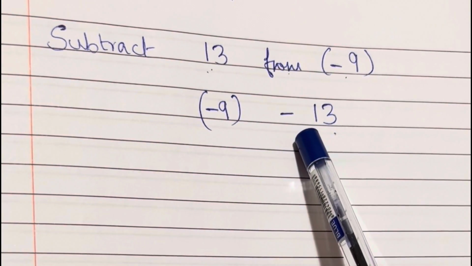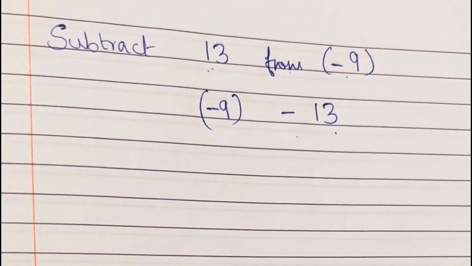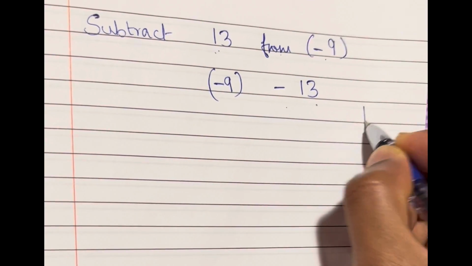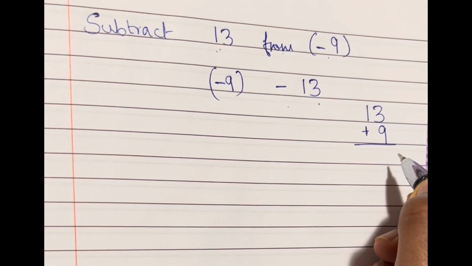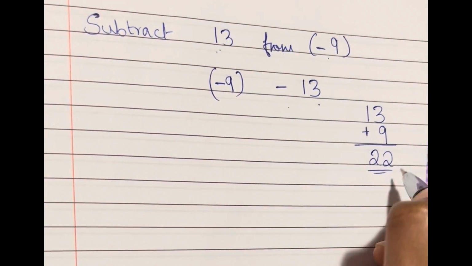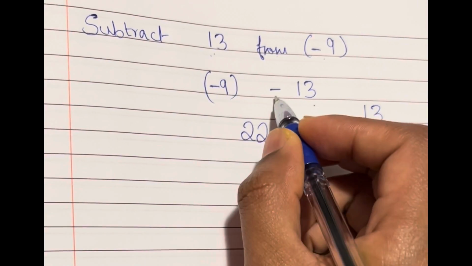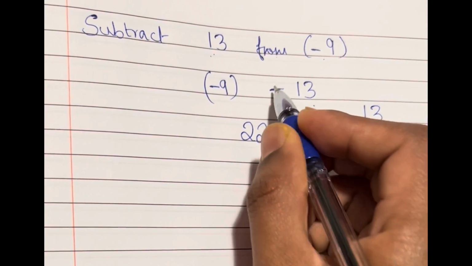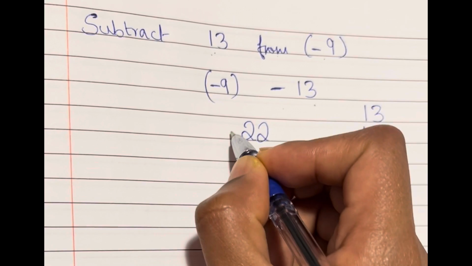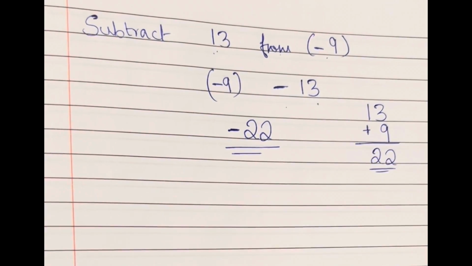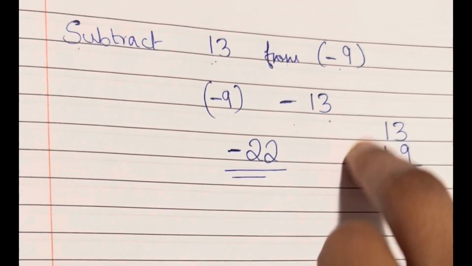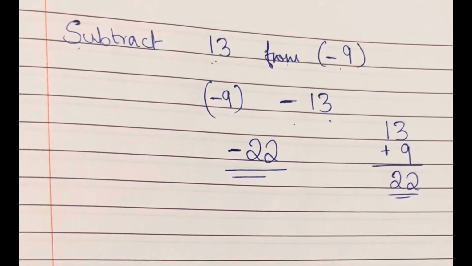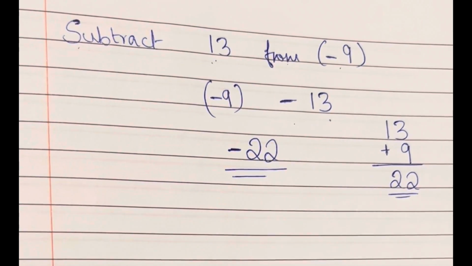So what did we do in rule number 1? We'll add 13 and 9 as in rule number 1 in addition of integers. What is the answer? 22. Now this 22 we'll write here and put the common sign. What is the sign before 13? Minus. What is the sign before 9? Minus. So the common sign is minus. Understood? Even if it is subtraction, what we are applying here is addition of integers rule number 1 as well as rule number 2. In the previous question we did rule number 2, but here rule number 1 applies.